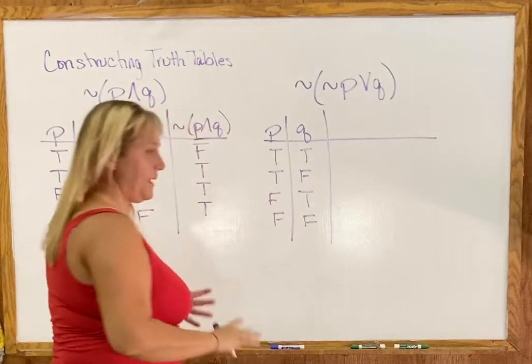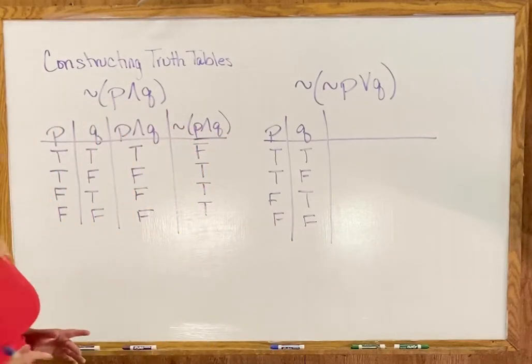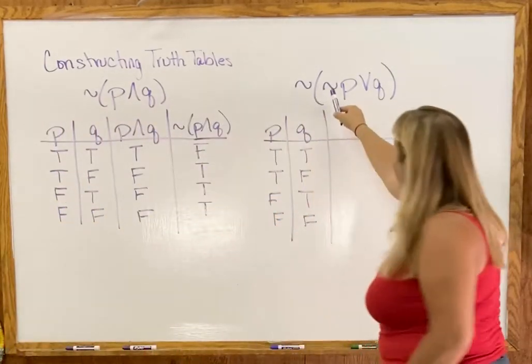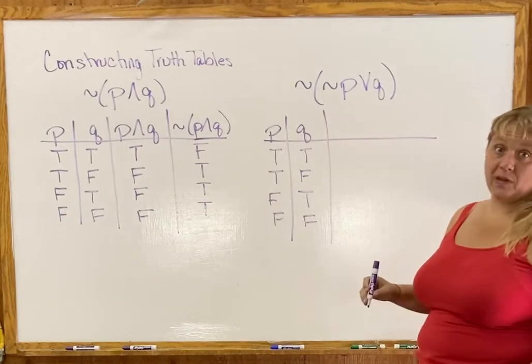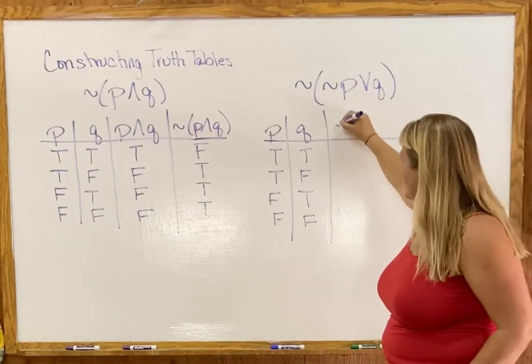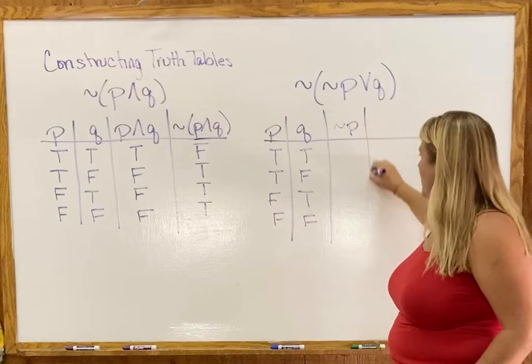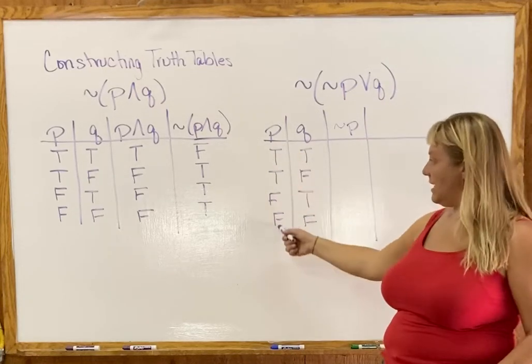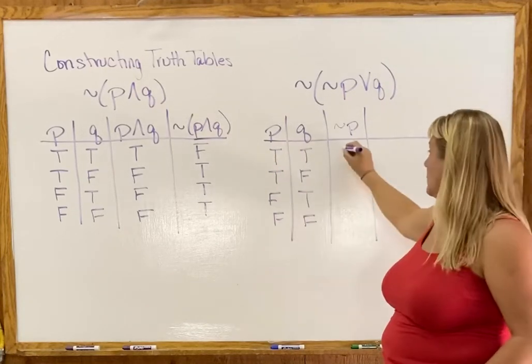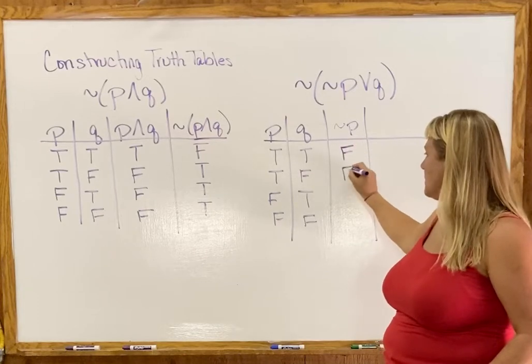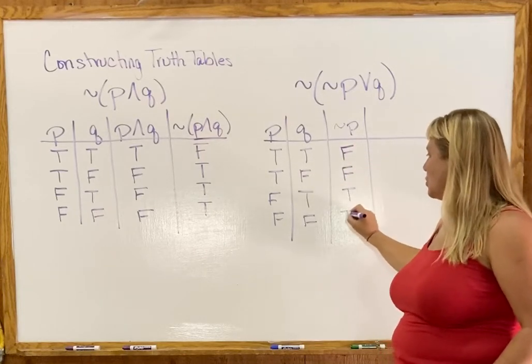Okay, now, piece at a time, we don't need to do the whole thing all at once. So what we need is not P. Everybody agree that we need a not P? So not P means we're just going to take these truth values and flippity flop them. So that's going to be false, false, true, true.